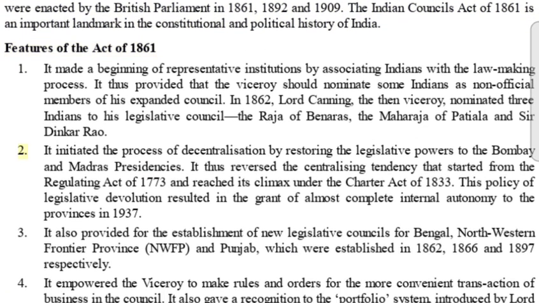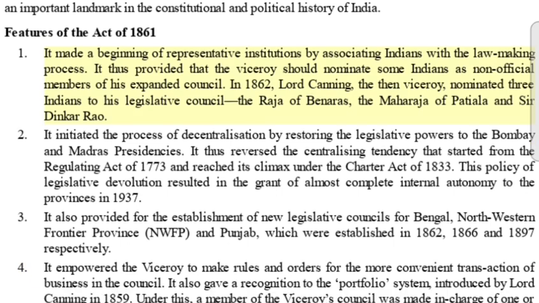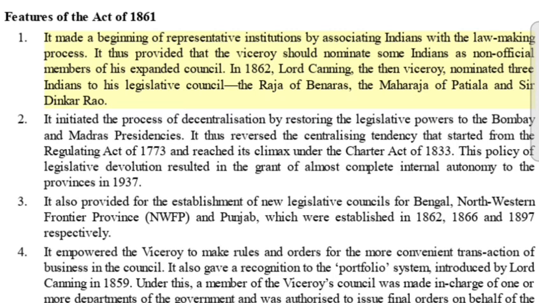1. It made a beginning of representative institutions by associating Indians with the law-making process. It thus provided that the Viceroy should nominate some Indians as non-official members of his expanded council. In 1862, Lord Canning, the then Viceroy, nominated 3 Indians to his legislative council: the Raja of Benares, the Maharaja of Patiala and Sir Dinkar Rao.